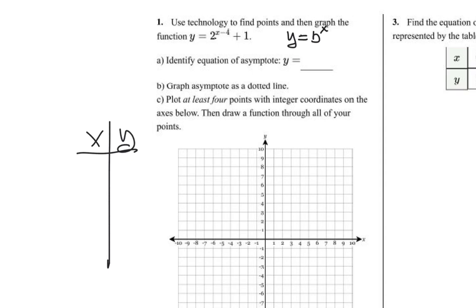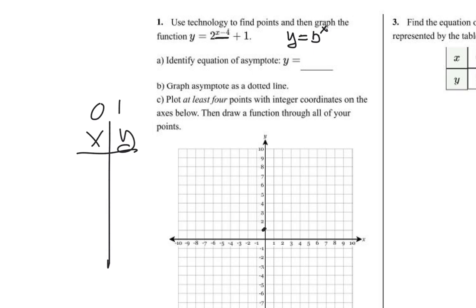All right, the transformation we have here, where on a parent graph, if I plug in 0 for x, then anything to the 0 power is 1, so y would be 1. So on the parent graph, your y-intercept's right there.